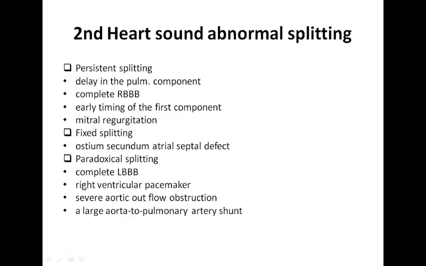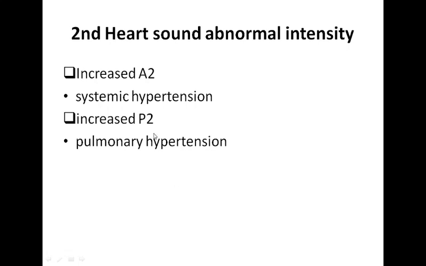Remember, these are common MCQs. Persistent splitting of the second heart sound is seen in complete right bundle branch block and mitral regurgitation, with early timing of the first component of the second heart sound. Wide splitting is seen in ostium secundum atrial septal defect, and paradoxical splitting is seen in complete left bundle branch block, right ventricular pacemaker, severe aortic outflow obstruction, and a large aortic to pulmonary artery shunt.